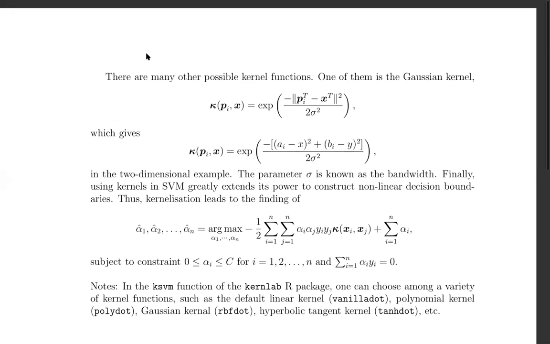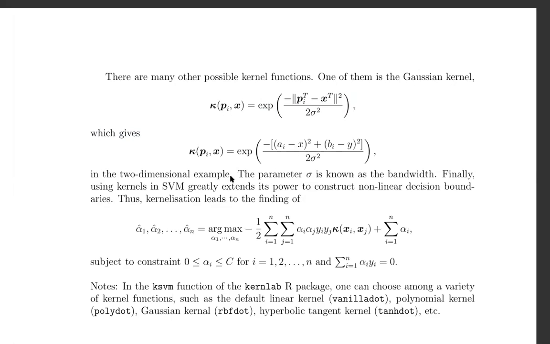Okay, so then what are the other possibilities? Let's look at some commonly used kernel functions. Of course, your kernel function can be linear, right? The default is a linear kernel function, which goes to the linearly separable SVM. And then you can use the polynomial, and you can also use the Gaussian kernel. The Gaussian kernel looks like this.